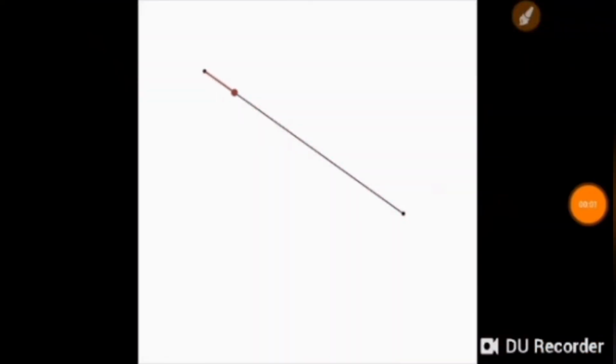So when you walk on a line segment, you will be walking in a straight path and you will cover a fixed distance. You can see in this picture that when you are walking on a line segment, you can see that it has a fixed path, it has two endpoints and it has a fixed length.